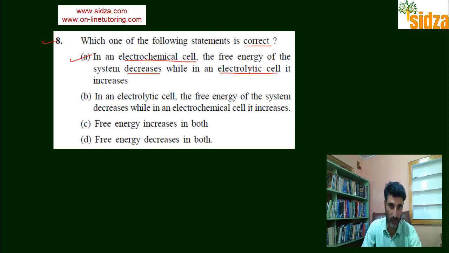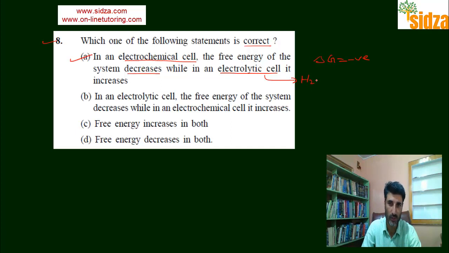That is the correct one. In the galvanic cell we have a cell reaction which is a spontaneous process, and we know for all spontaneous processes delta G is negative, that means the delta G decreases there. That's how the process is spontaneous. In an electrolytic cell, what type of reaction takes place? Electrolysis carried out in an electrolytic cell is not a spontaneous process. We need electric current, electrical energy, to carry out the electrolysis.